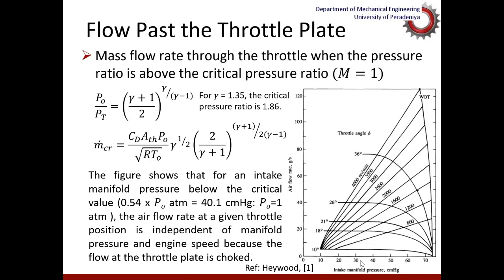So you can see when the manifold pressure is less than the critical pressure, in this case 40.1, the airflow rate becomes constant for a given throttle angle. Accordingly, airflow rate does not depend on the manifold pressure or the engine speed under critical flow conditions.